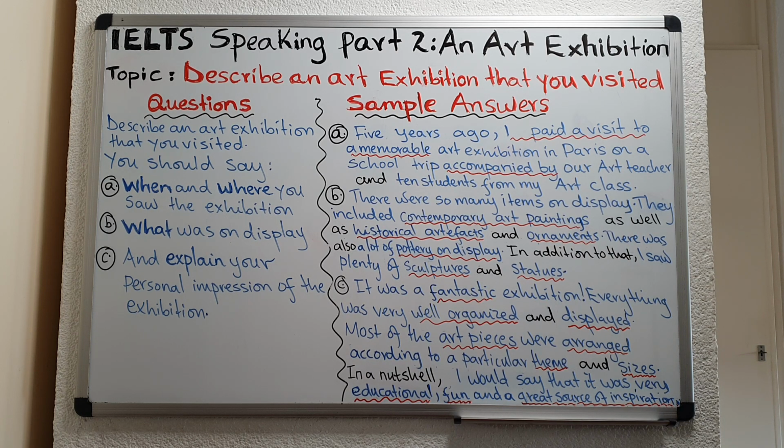So I started with, it was a fantastic exhibition. And then in the rest of the answer, I explained why it was fantastic. Because it was very well organized and everything was very well displayed. Most of the art pieces were arranged according to a particular theme and sizes. So that sentence explains what I mean when I say everything was very well organized and displayed, because most of the art pieces were arranged according to a particular theme and sizes.